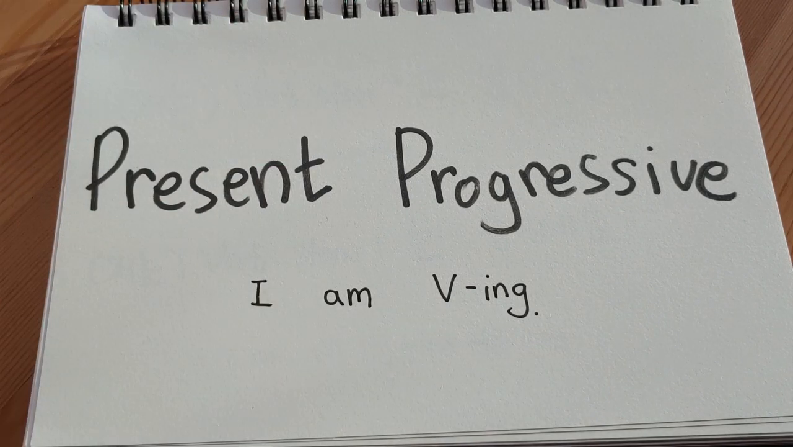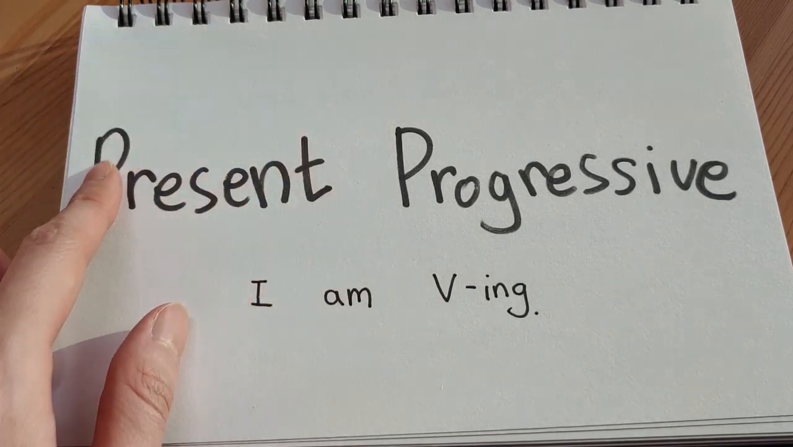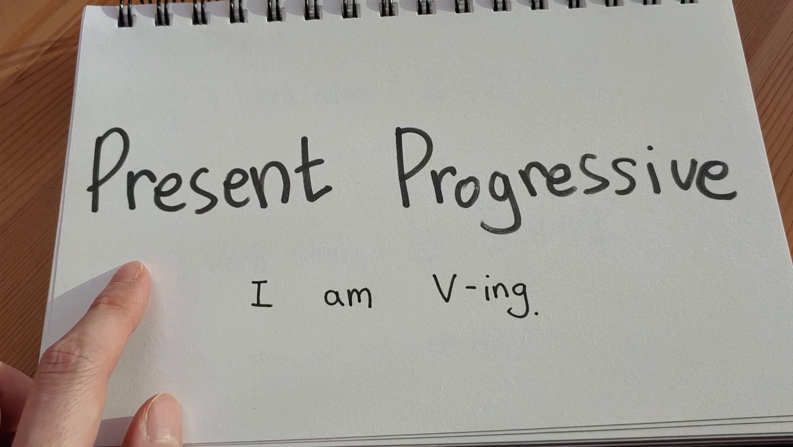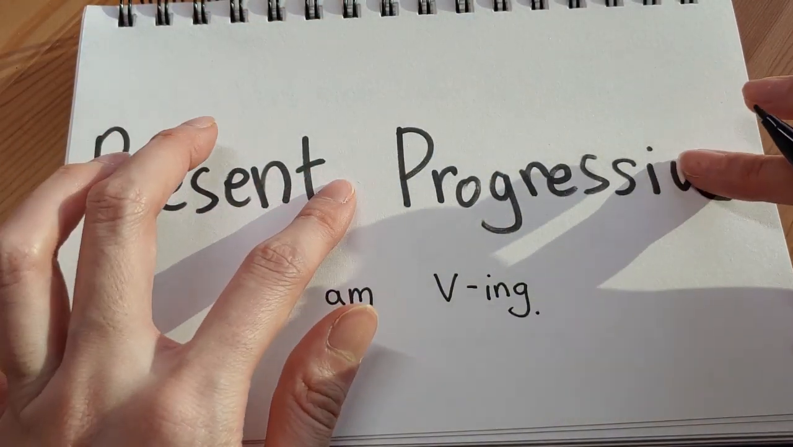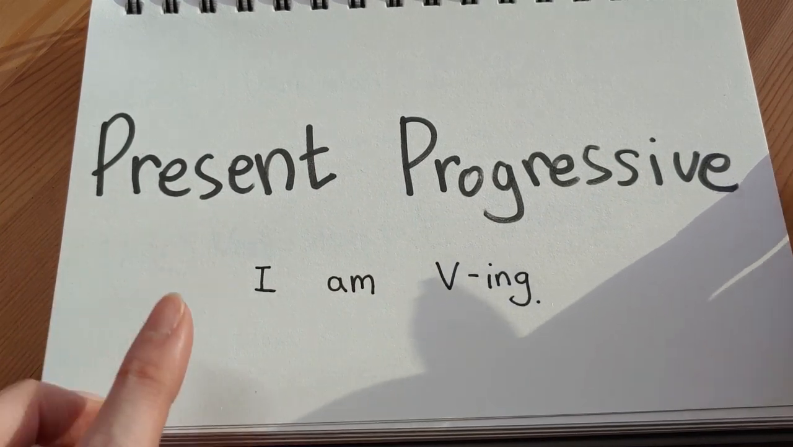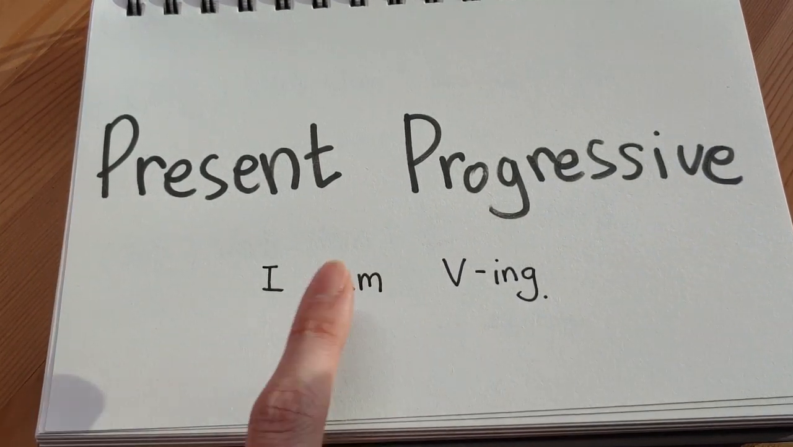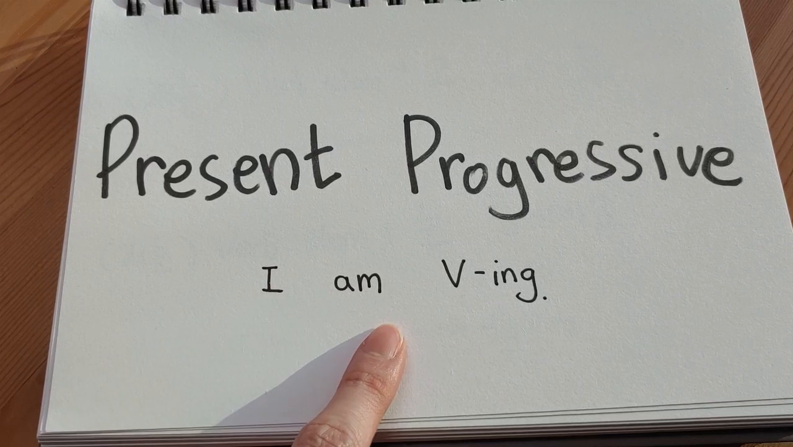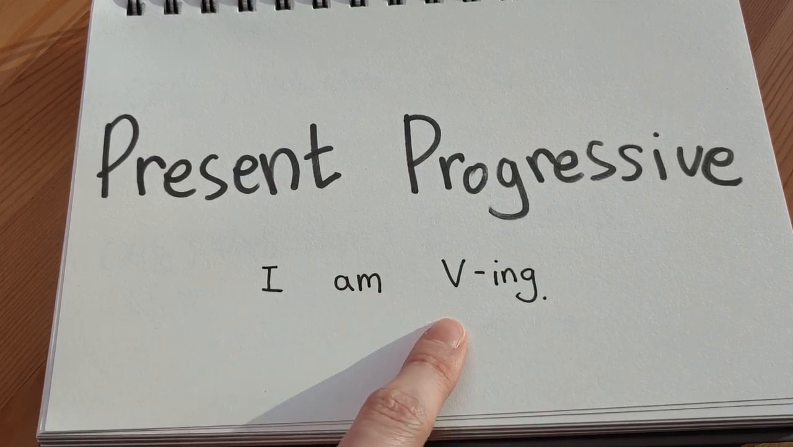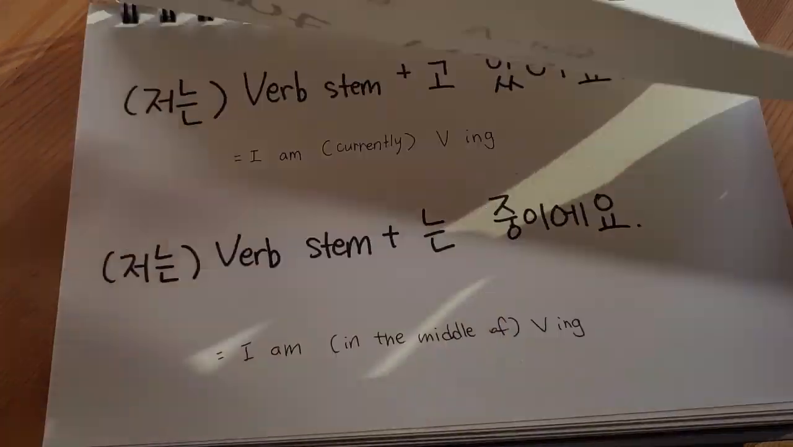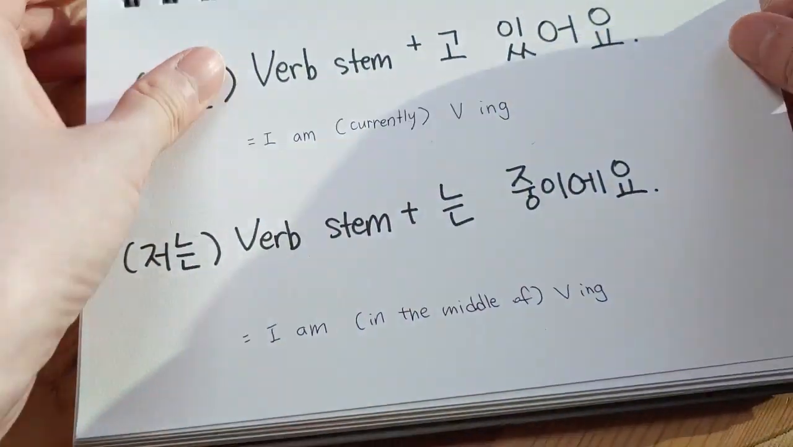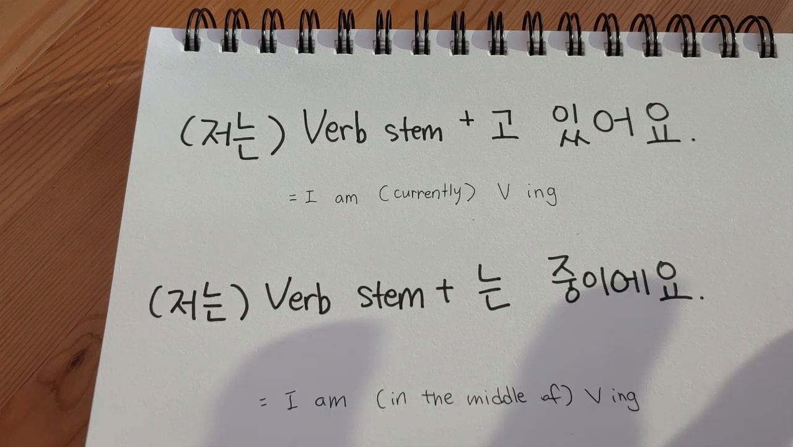Hi everyone! So we already learned how to make present tense verbs in Korean, but we didn't yet learn the present progressive form. So don't be intimidated by the term. It just refers to phrases like I am cooking, I am studying, or I am exercising. I am verb-ing, right? So basically, you can use these two expressions for present progressive in Korean.